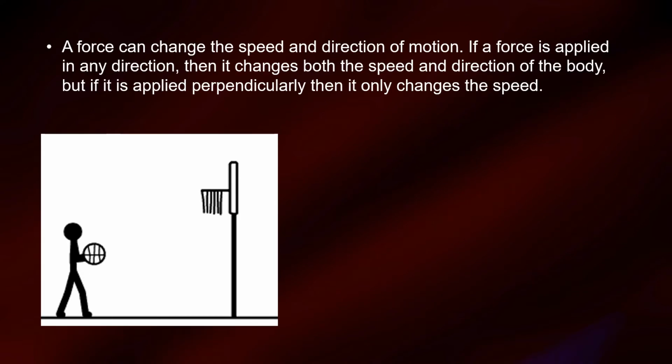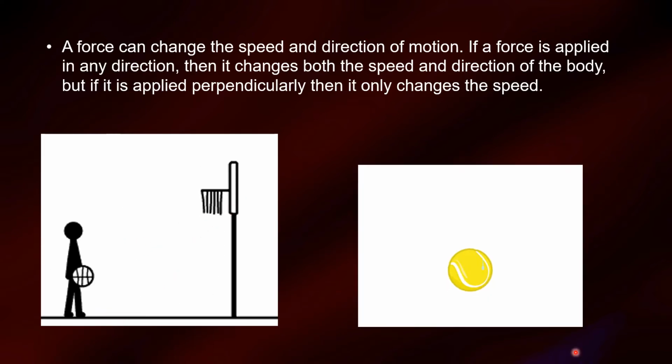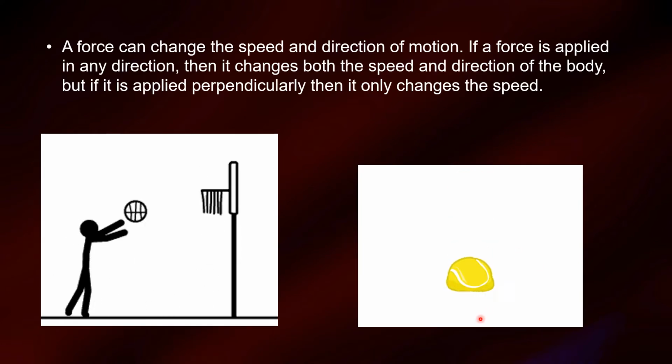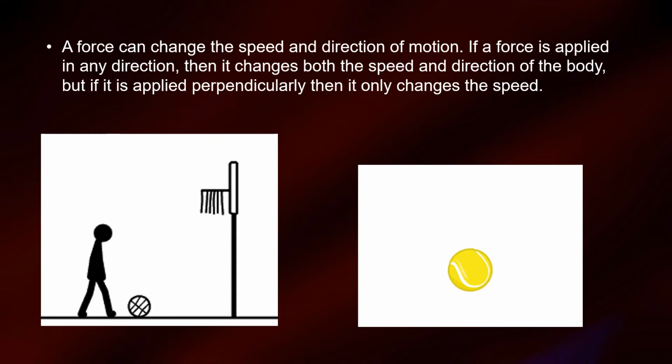A force can also change the speed and direction of motion. If a force is applied in any direction, then it changes both the speed and direction of the body. But if it is applied only perpendicularly, then it only changes the speed. Here we see a boy throw a ball. Hence he changes both the speed and direction because it is not going perpendicularly. But here we see a ball bouncing. And because the gravitational force applied is perpendicular, the motion only changes the speed and not the direction.